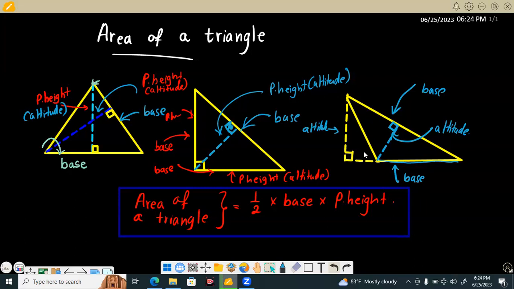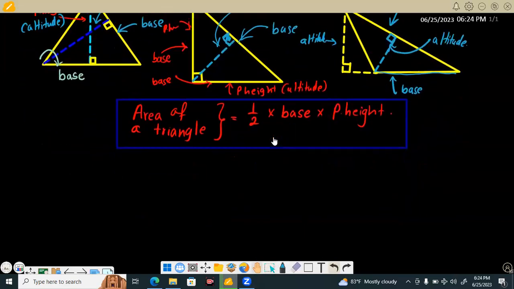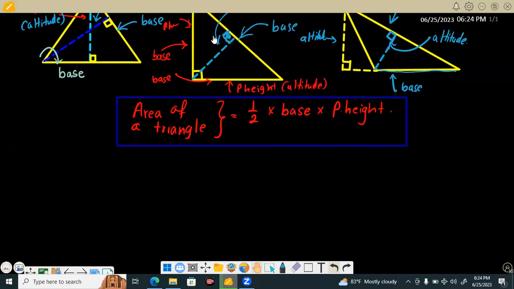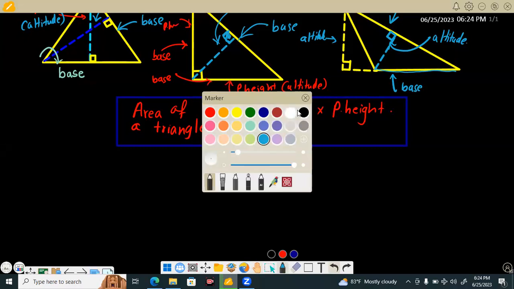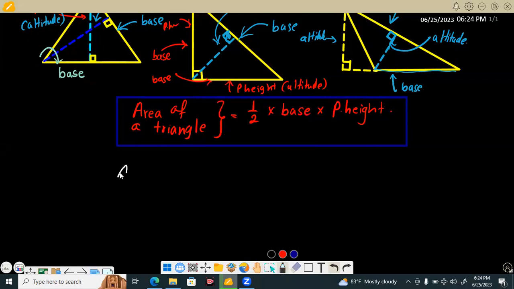Okay, may I move to the next part? Write down the next topic. It is area of a parallelogram. Area of a parallelogram.